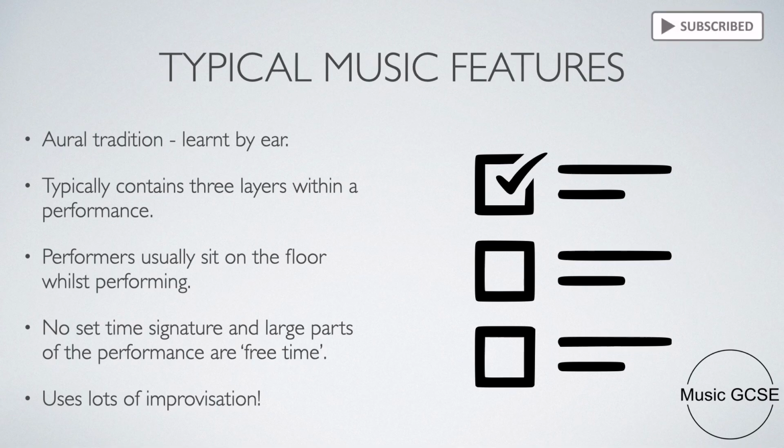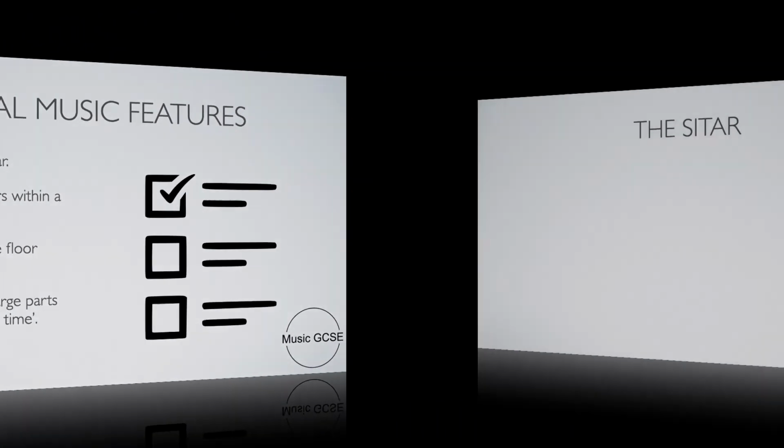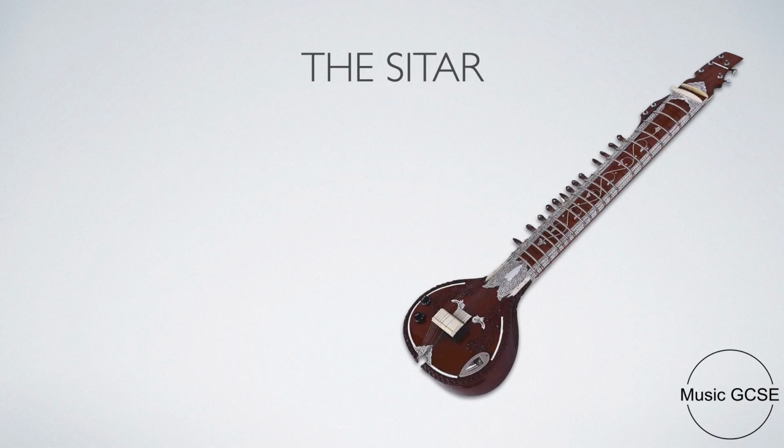Now let's take a look at some of the instruments commonly used in Indian classical music. Firstly, we will look at the sitar, which is a large string instrument. The sitar can actually have up to 21 strings and is commonly used to perform the raga, which we will talk about a little bit later on in the video.